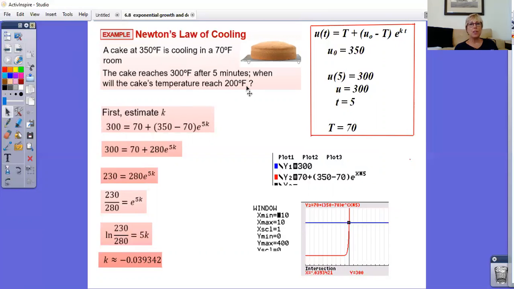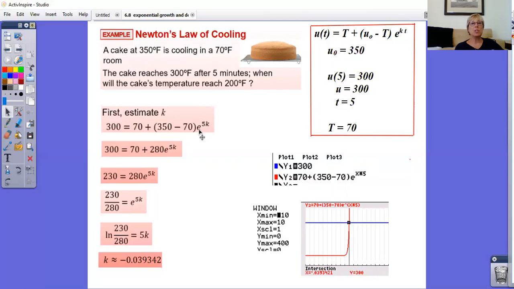Okay, forget about the 200 for right now. So I have my initial temperature. So U naught is 350. U of 5 is 300. In 5 minutes, the cake is 300. So that means U is 300 and t is 5. The surrounding temperature is 70. So I'm going to list my formula and the variables that I've been given, and I'm going to plug them in. 300, 70, and so on.